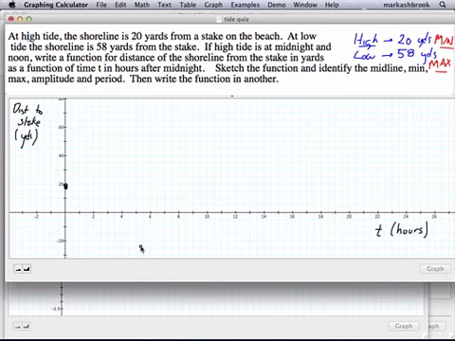It says high tide is at midnight, and then at noon again. So high tide will be the minimum at midnight, and the next time it'll hit the minimum again will be at noon. So is that a full period? 12 hours. Is that a full period or a half period? From one high tide to the next high tide is a full period. You'd have made a full cycle. So from the min to the min is one full period.